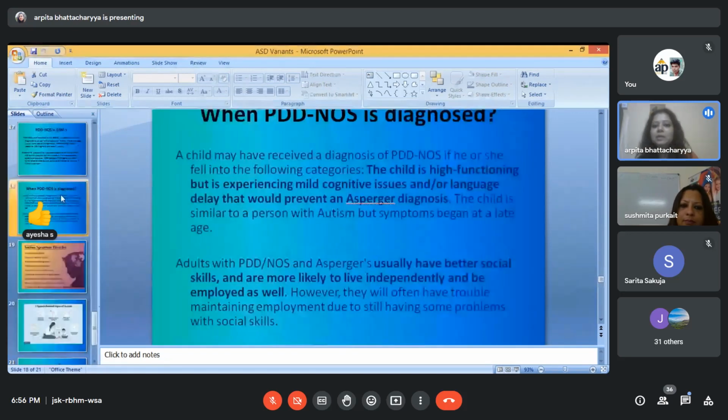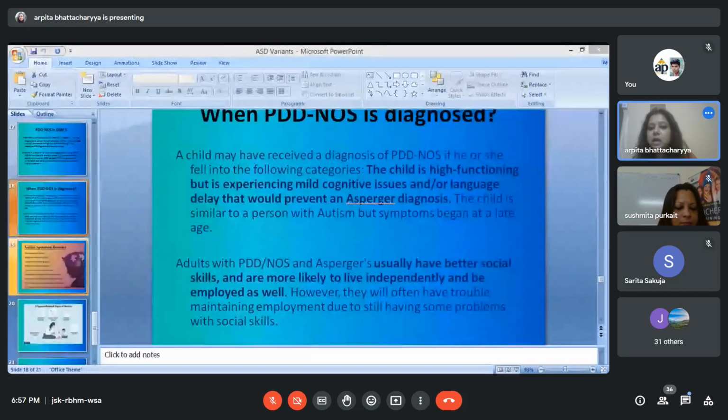Okay, so when PDD-NOS is diagnosed, as I said, a child may have received a diagnosis of PDD-NOS if he or she fell into the following categories. Now, what are the categories? The child is high functioning, but is experiencing mild cognitive issues or language delay that would prevent an Asperger diagnosis. See the condition of the clinician. The child is high functioning, then the child can be Asperger's. But the child is not Asperger's because the child is having language issues, language delay. An Asperger child won't be having language delay. So there comes the difficulty. So then where will I put this child? So this child is put into PDD-NOS.